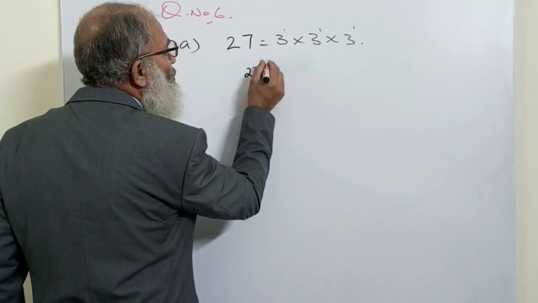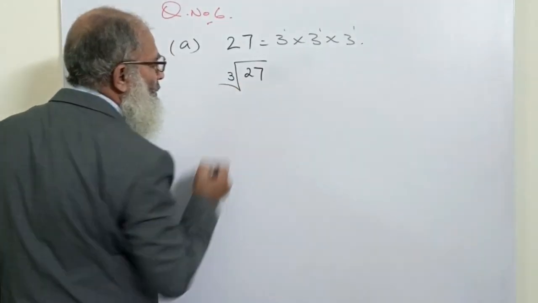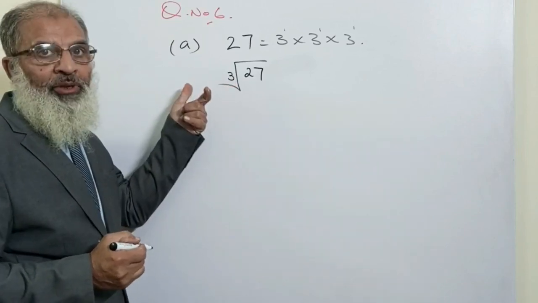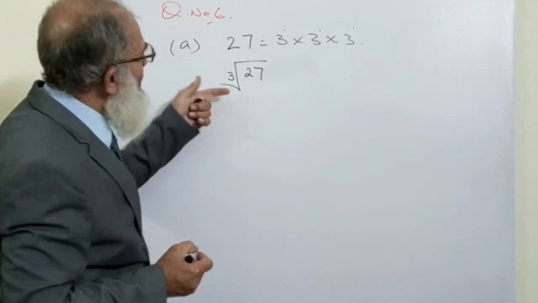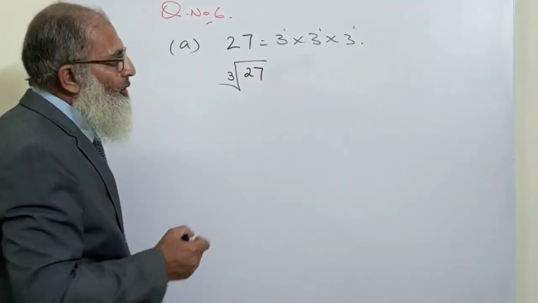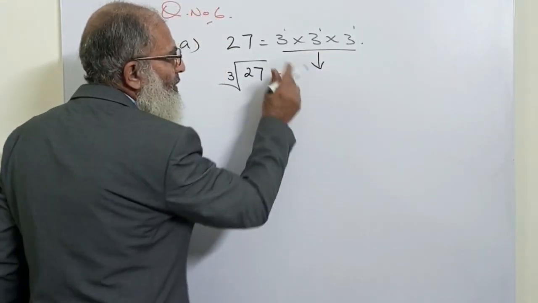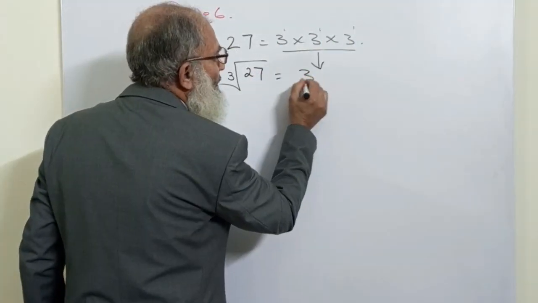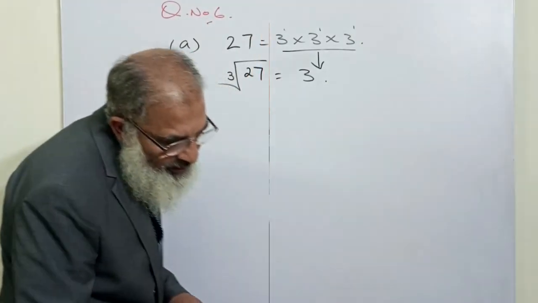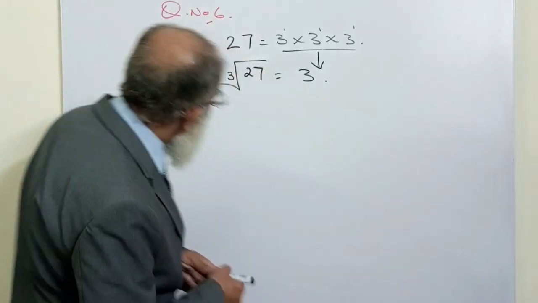So we have to find the cube root of 27. I told you, when you write a 3 here, then it becomes the cube root. Now bring 1 from here, and it is equal to 3. It was so simple, a piece of cake. Similarly, I am going to do part C.